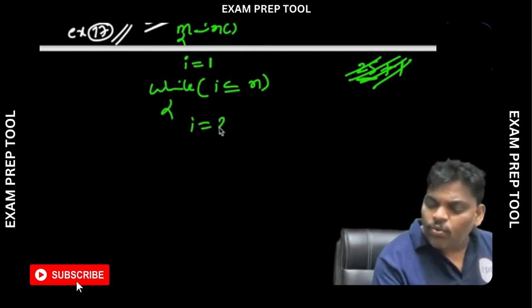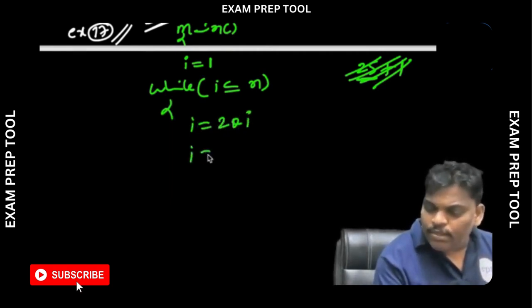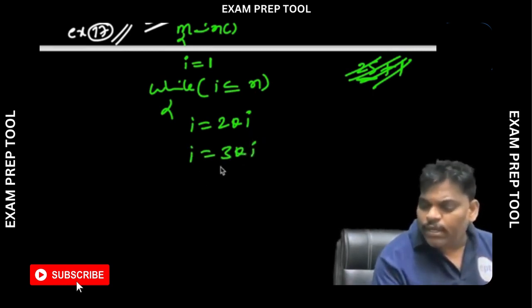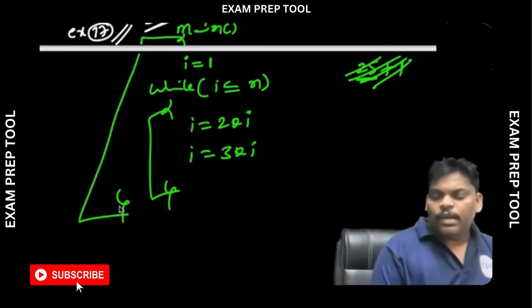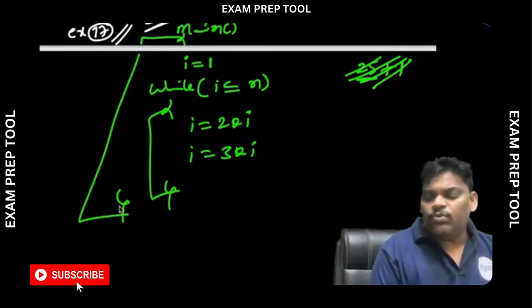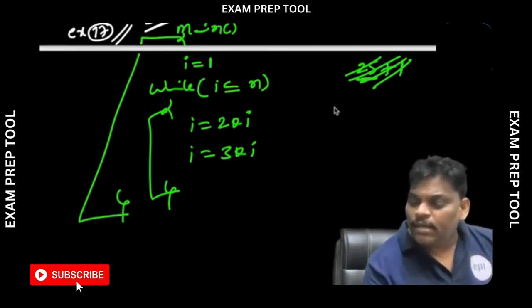Now see the answer. This is the given problem: i = 2 * i, i = 3 * i. What is the meaning? Listen everyone now.